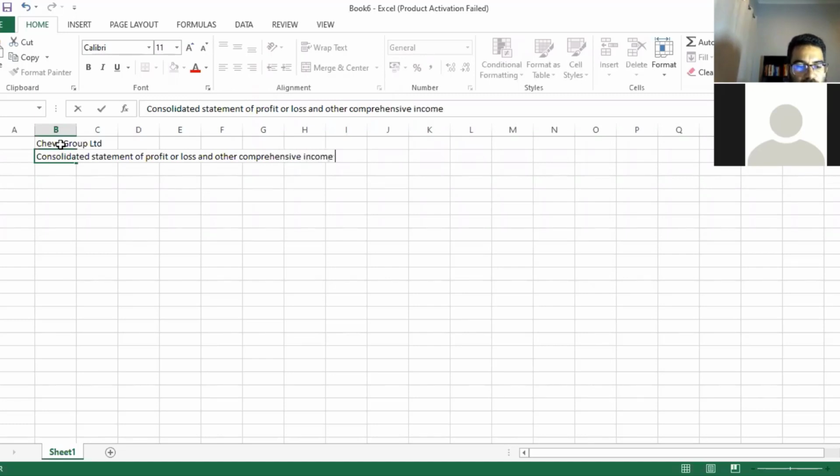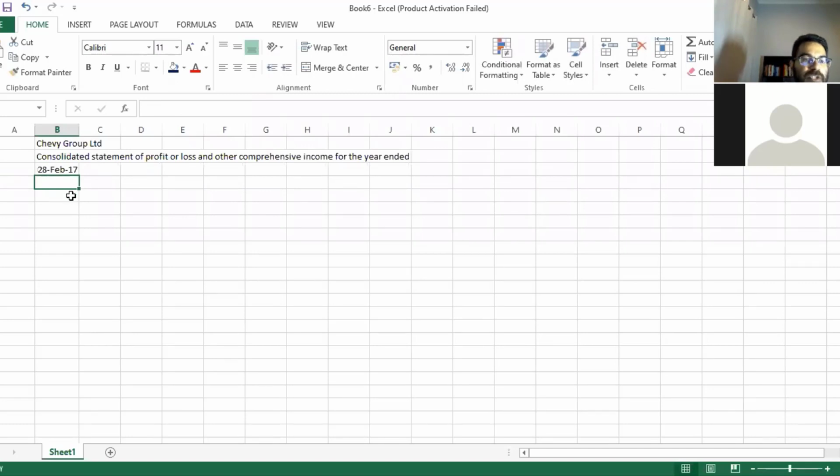Comprehensive income for the year ended, and then you put the date. I just put my date over here. You write it in one full sentence, doesn't matter. February 2017. In the real world, you're going to put the date next to year ended. I'm just putting it here just to show you the three aspects. Important thing to know: every statement is for the year ended or for the period ended. Only the balance sheet, only the statement of financial position is as at. Okay, so be aware of that.